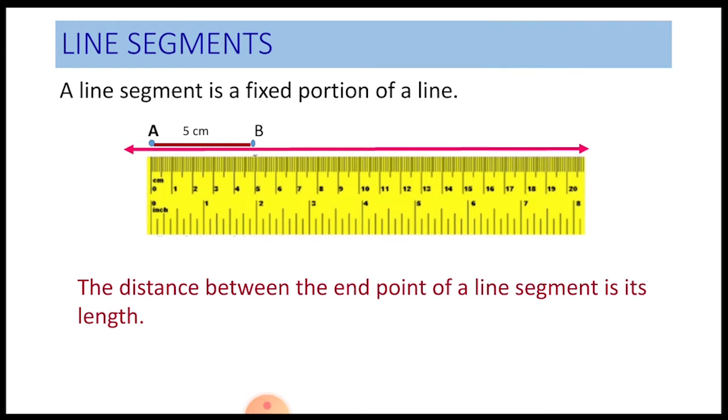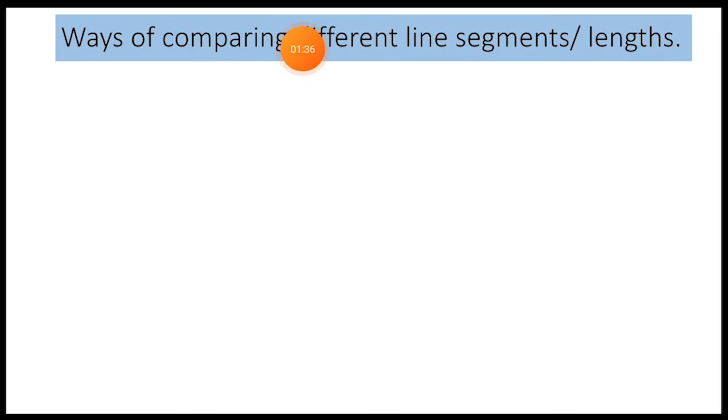Okay. So the distance between these two end points of a line segment represents the length of this drawn line segment. Fine. So you can see here this end A and end B. Between these two ends of this line segment AB, we have some distance, and that distance is what? It is the length of this line segment. Fine. Now come here, we have ways of comparing different line segments and their lengths.